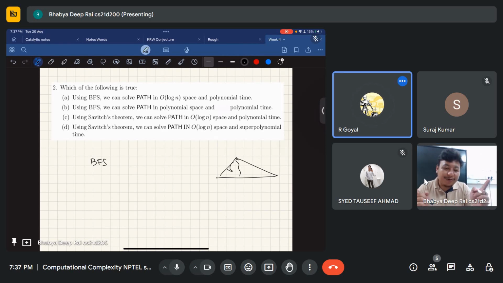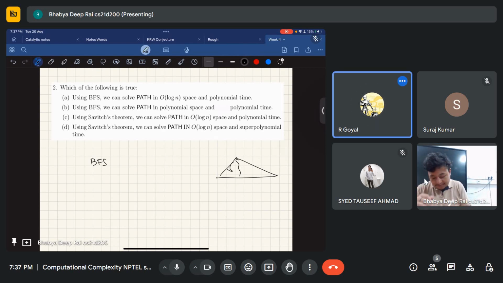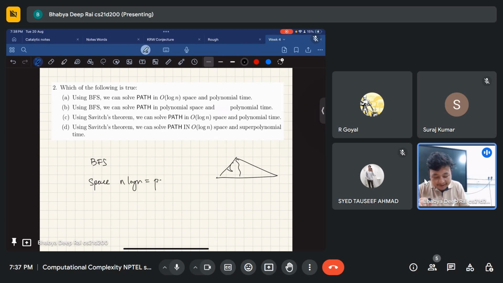So how much space will it take? Some n minus one times log n, right? Because log n bits I'm using to remember the index of each vertex. So BFS will take space some n log n, which is still polynomial. It'll take at least this much space.